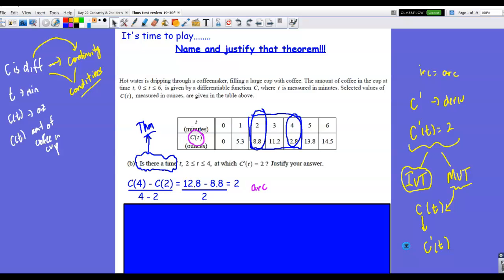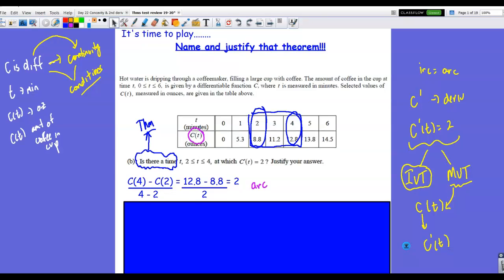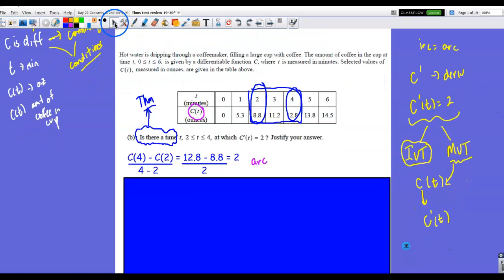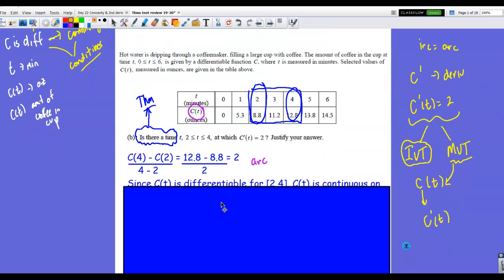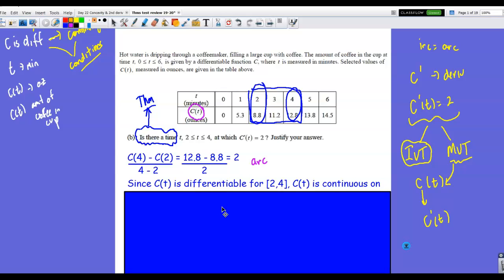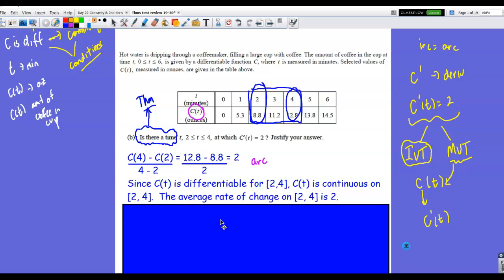C is continuous on the closed interval and differentiable on the open interval. So since the conditions are met, the promise will hold true. So here's my write-up. I'm going to declare conditions 1 and 2. Since c of t is differentiable on the closed interval from 2 to 4, that's what leads me to, and this order matters, they told me that the function c is differentiable. It's my conclusion that c is continuous.